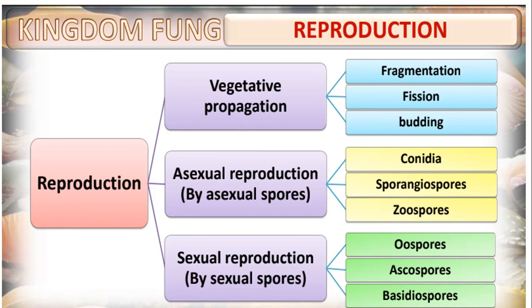No, vegetative propagation is by fragmentation, fission, and budding. Whereas asexual reproduction is by using spores.